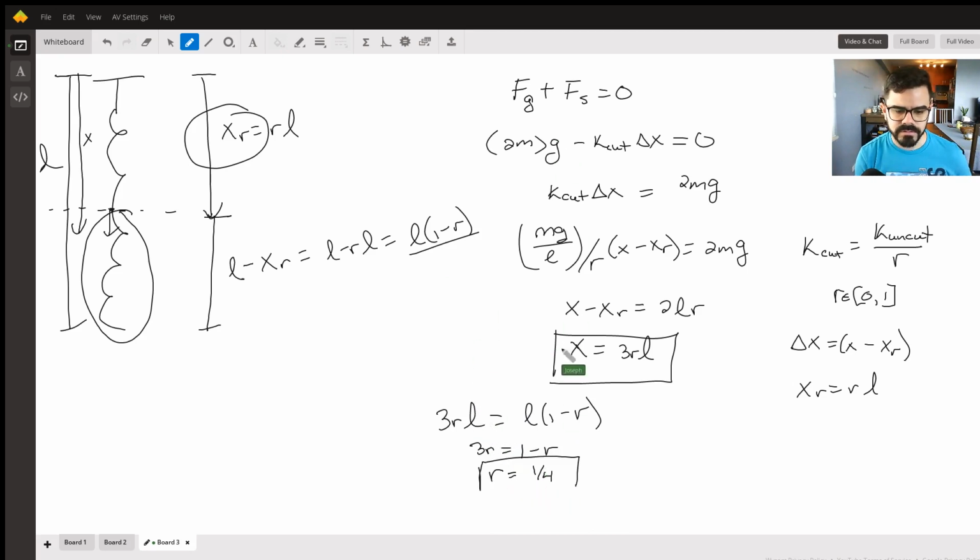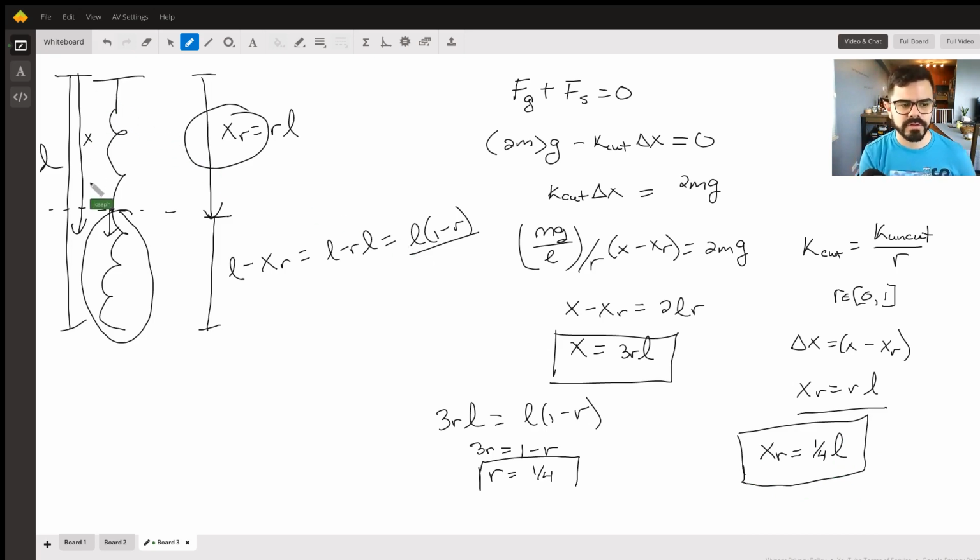So this is the fraction, but we were asked what's the position that we need to put it. Since XR is the actual position, we would replace R with 1/4, so XR equals 1/4 L. So that's the position that we would need to put the mass in order for this stretch distance to be the same as this distance. And that was all. Thank you.